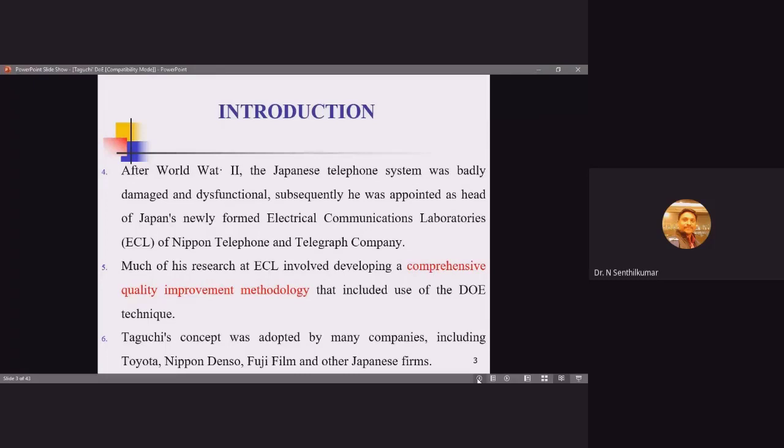Because the quality is being inbuilt, that is the first reason. And the second one, it's a quantitative analysis. From the output, you can tell which factor contributes more to the output. So that quantification is also possible with Taguchi's technique.